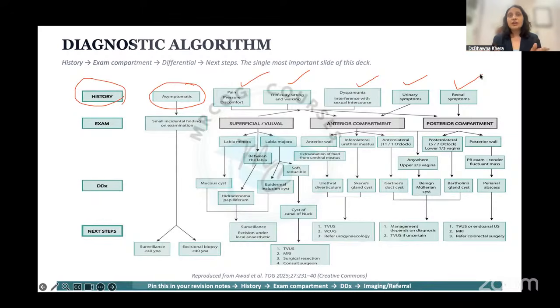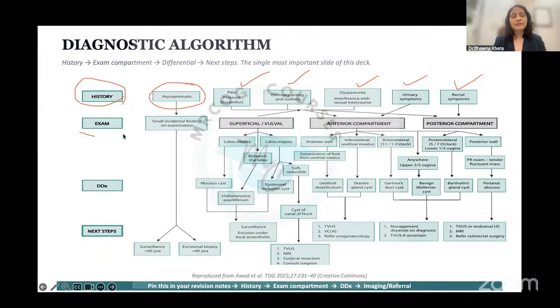So the same rule we follow here: anterior means the urinary complaints, posterior means the rectal complaints, and in between means the vaginal part. A patient can be asymptomatic, or can have pain, pressure, or discomfort. There could be difficulty sitting or walking. There could be dyspareunia, interference with sexual intercourse, urinary symptoms, or rectal symptoms.